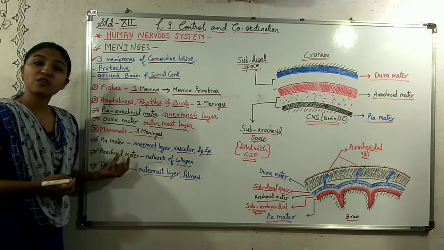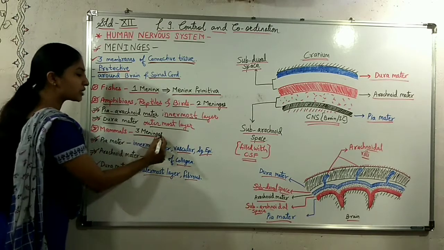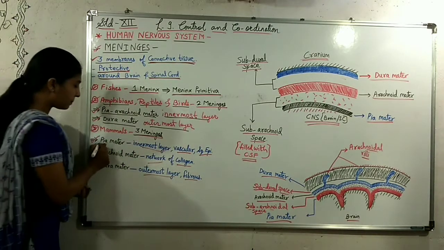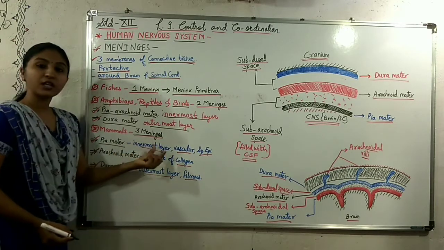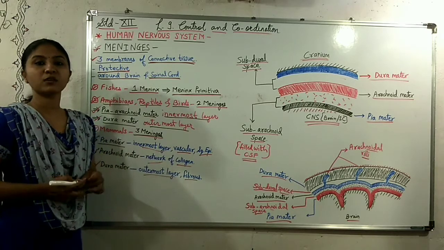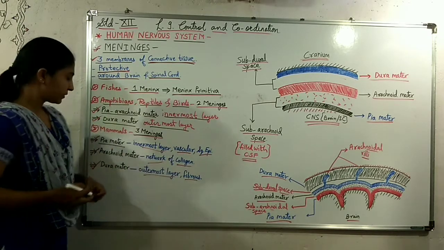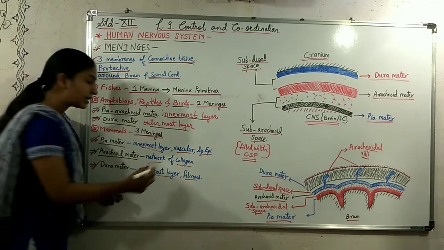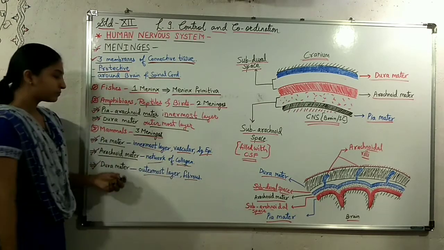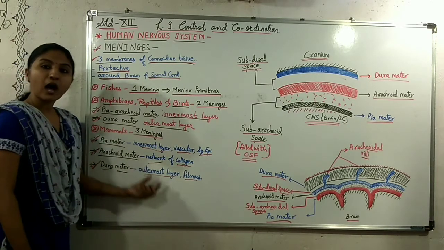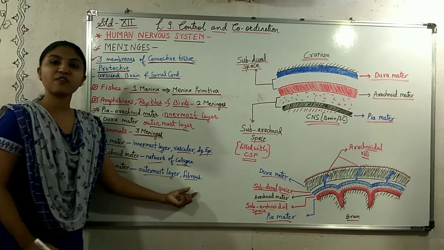And in the case of mammals, there are three meninges or three layers. First layer is the pia mater. It is the innermost layer. It is vascular and it is made up of squamous epithelium. The second one is arachnoid mater. It is a network of collagen. And the third is Dura Mater. It is the outermost layer and it is fibrous.